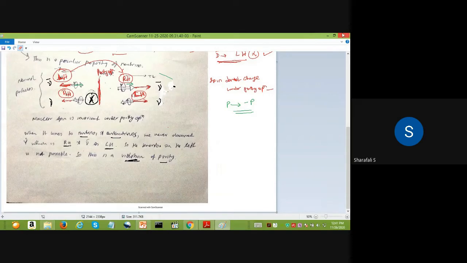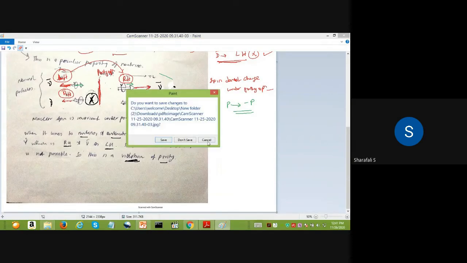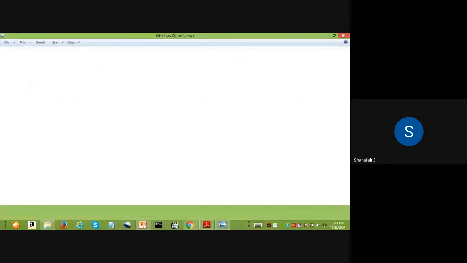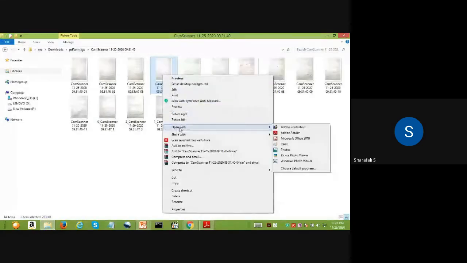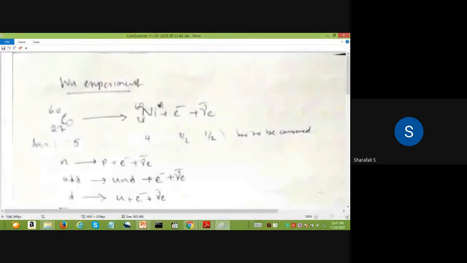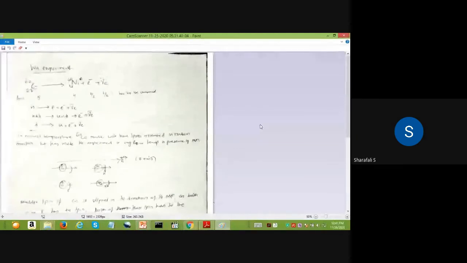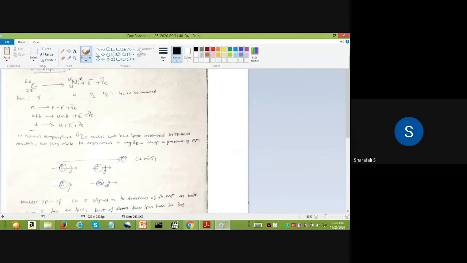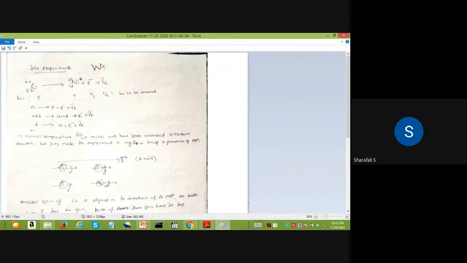Now we will go to what is the importance of this in the beta decay process, and why we have to study that. When we consider beta decay, which is also associated with neutrino and antineutrino emission, it is a weak interaction. Beta decay is a weak interaction. This experiment was performed by Wu and his co-researchers, and it is called the Wu experiment.